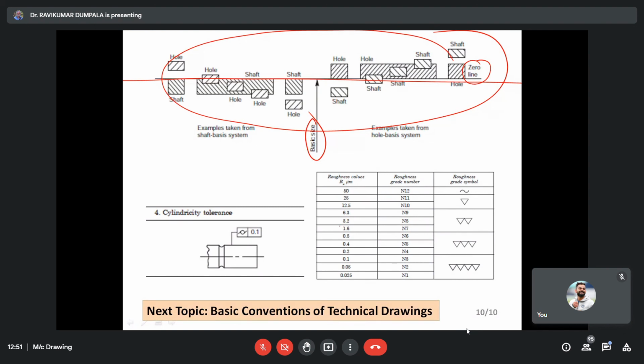The last topic which we cover is surface roughness. I'm not giving induction for other things. Surface roughness is a very important aspect because it defines which manufacturing process to use. You see the roughness variations are there. The moment you put some symbol, it completely changes the manufacturing process.